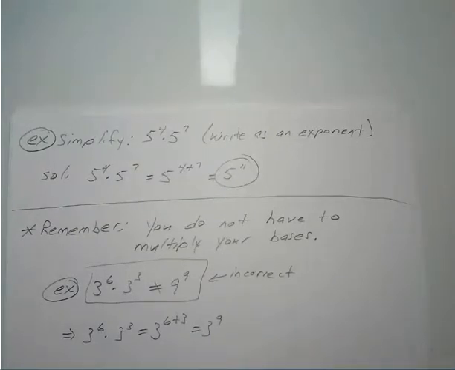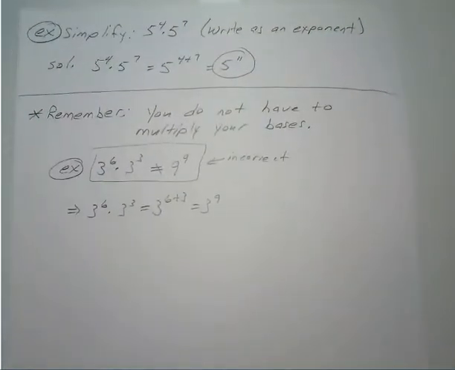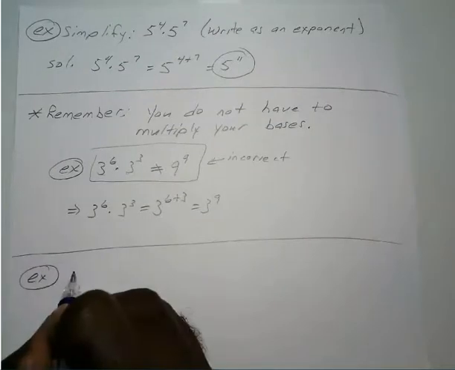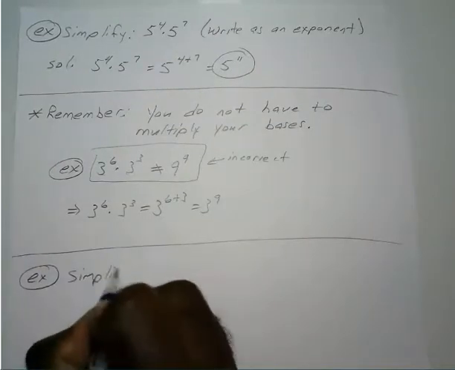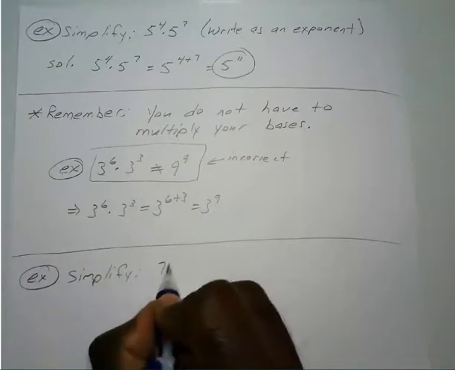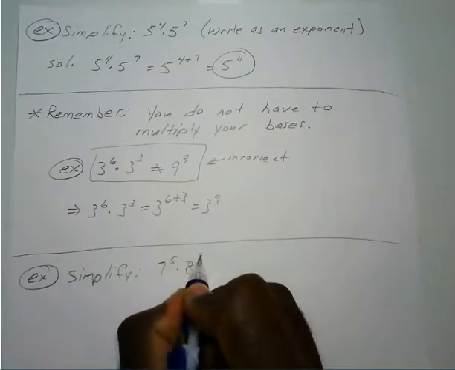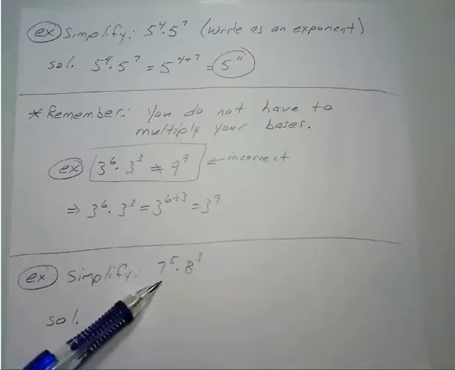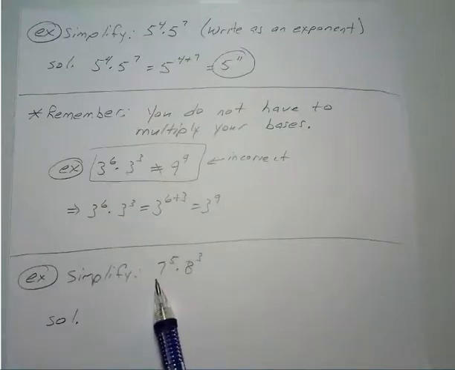All right. So let's say, for example, you want to simplify 7 to the 5th power times 8 to the 3rd power. Now remember the rule from before, the bases have to be the same. So really, this cannot be simplified anymore because you have a base of 7 here and a base of 8 here. So you can't combine them.